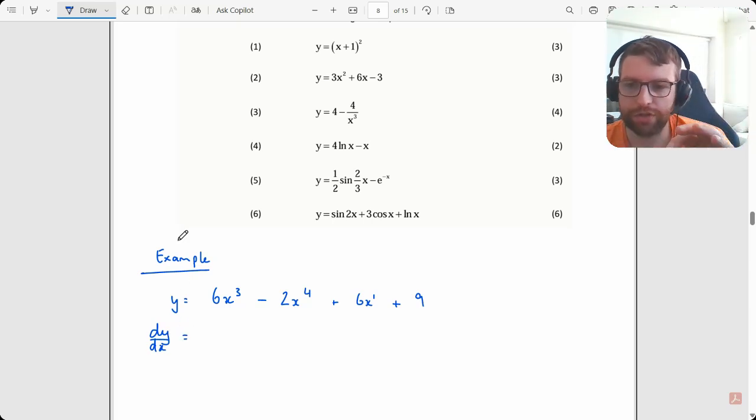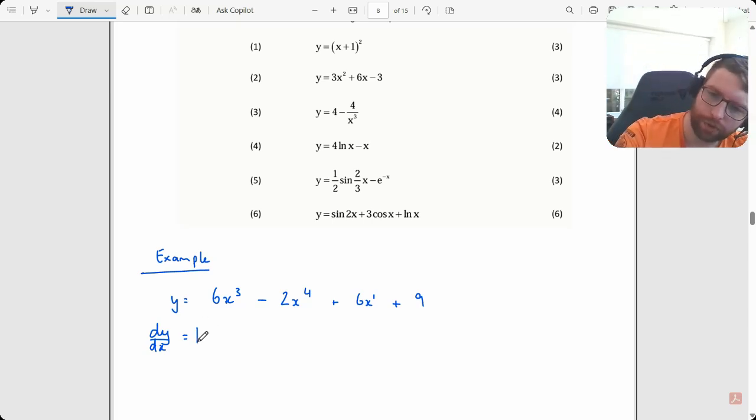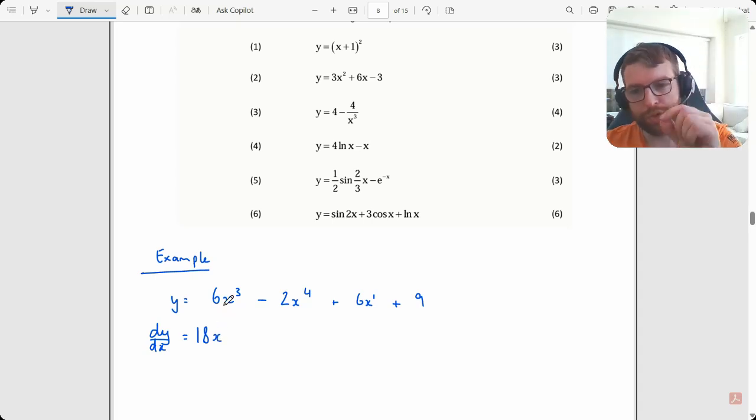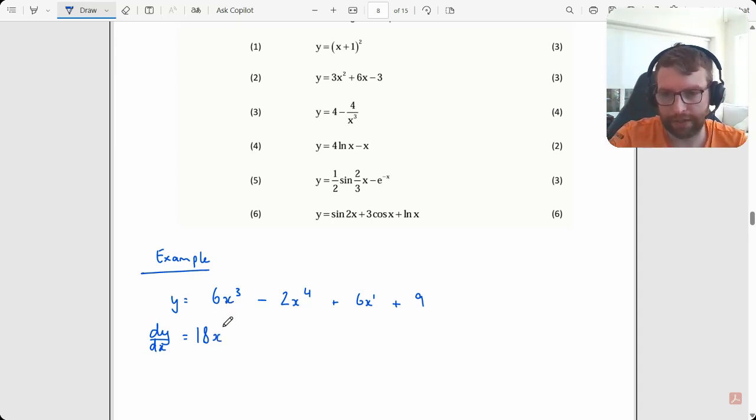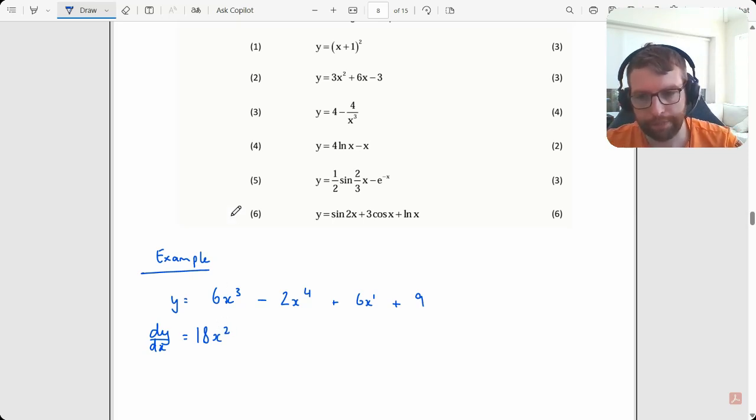And so for that first term, we're timesing the 6 by the 3 and getting 18. So 6 by 3, 18. And then what we do is we subtract 1 from the power. So 18x squared. Okay. So it's the same for every term. You look at the power, times it by the front number, the coefficient, and then subtract 1 from the power. So have a look at the next one, see what you think it might be.